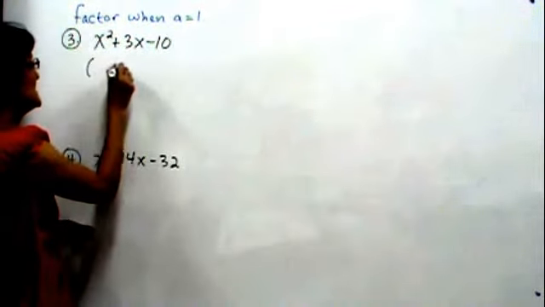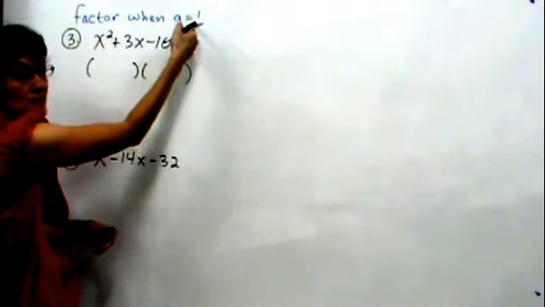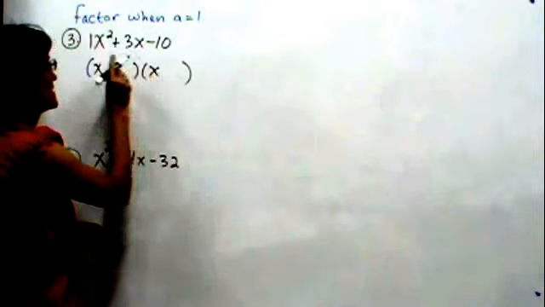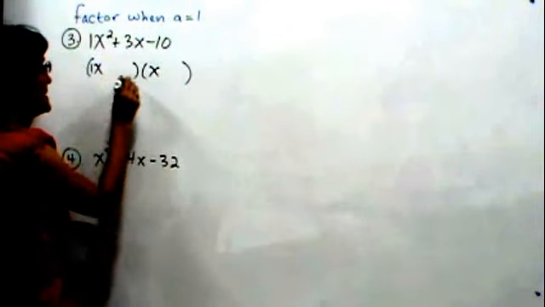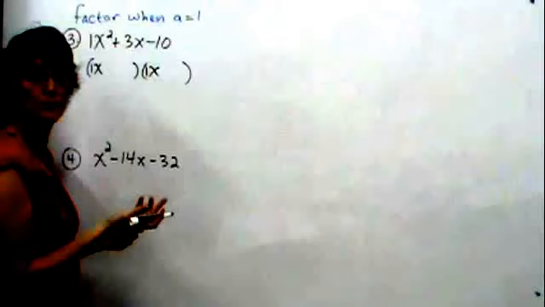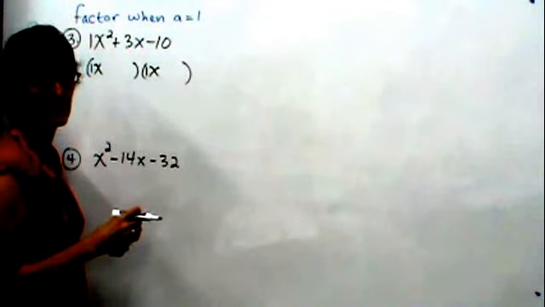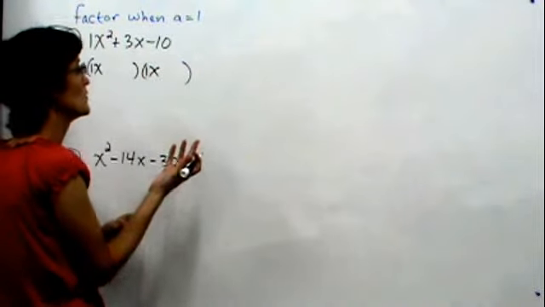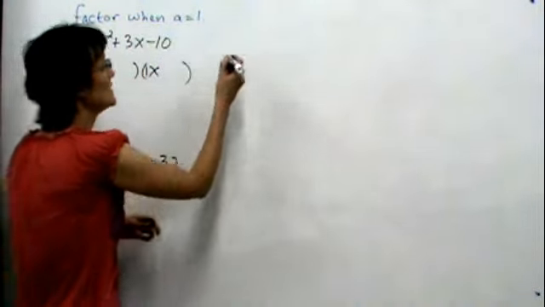Okay, so again, since your a is equal to 1, as you can see right here, then that's just going to be x and x, because this is like 1x and 1x. So when I multiply those out with the FOIL, I get 1x times 1x, which is 1x squared. So that's why these are the easier ones, when a is equal to 1. Okay, so here we go.